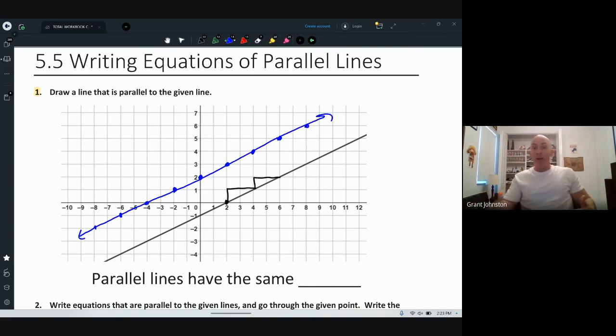So the idea is that in order for two lines to be parallel, parallel lines have the same slope. That's a fact. All parallel lines have the same slope. So as we write equations that are parallel to other lines, we need to keep that in mind, that it needs to have the same slope. And that's something you're going to want to memorize there.